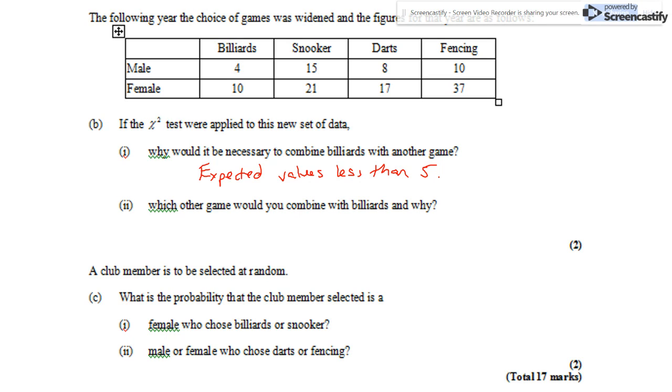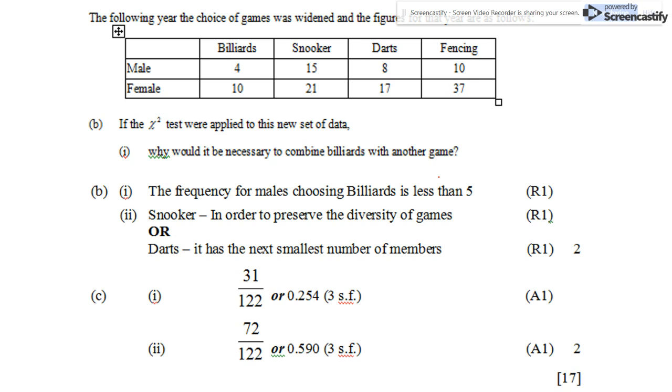Part C, you're just looking at probability, right? So probability that female who choose billiards or snooker and male or female who choose darts or fencing. You can work out those probability questions. I'm going to show you the mark scheme anyway, right? So there's B, part 1 and 2, the mark scheme. And then, C, part 1 and 2 is also there.